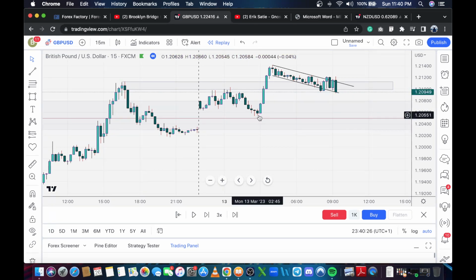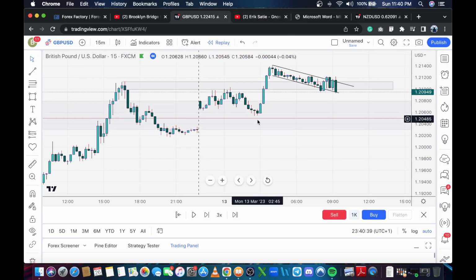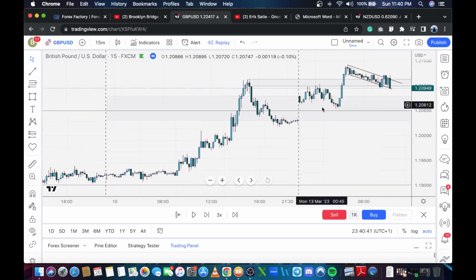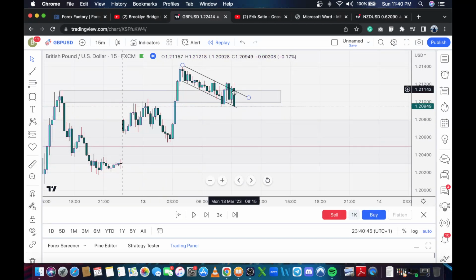So you have your impulse leg higher, and the market trades back down into what classic retail consider as support, and they're going long there. Now remember, it's a false flag. The algo has engineered this specific pattern in price because everyone thinks that it's going to continue higher. So what do you do here?